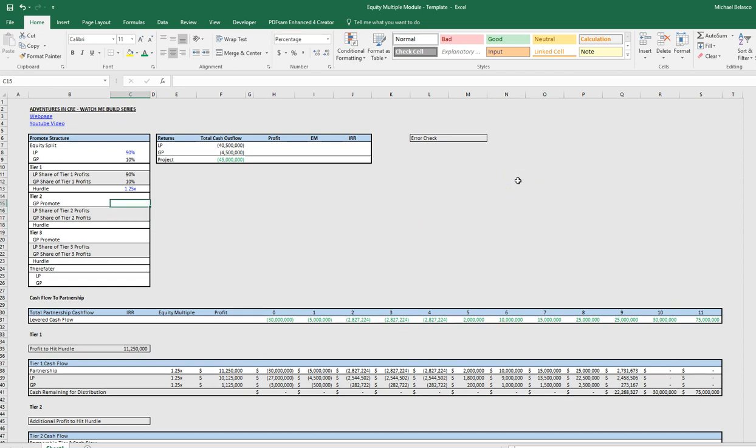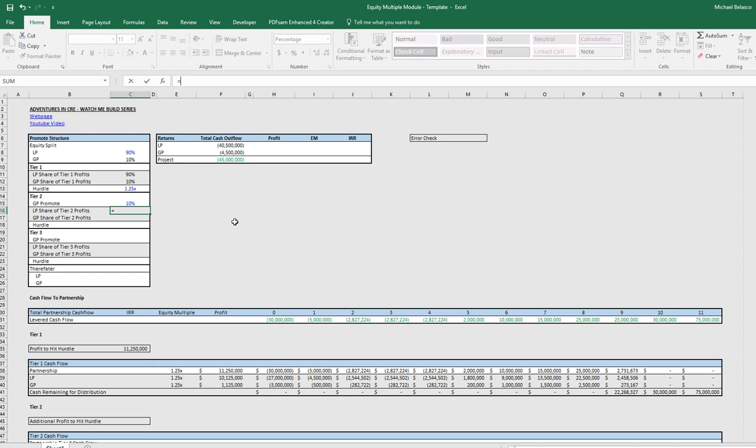All right, so for tier 2, let's begin. We're going to give the GP a 10% promote. So, everything above a 1.25 equity multiple, all the cash flow above that, the GP automatically gets 10% of all the profits above that, in addition to splitting the other profit, the remaining 90%, equal pari passu again. So still 90-10 of the remaining 90% of the profits. So 10% goes to the GP, and then of the 90%, they still get their 10%.